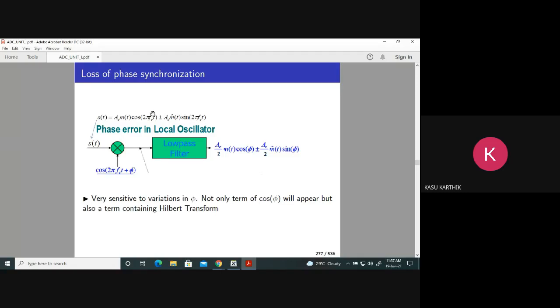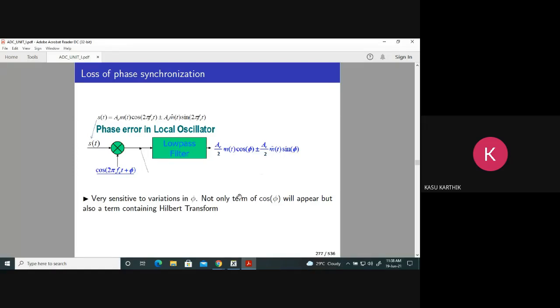So there are two carriers. One is at the transmitter side, another is at the receiver side. If they have mismatches in frequency and phase, obviously that is a problem. Here I'm explaining phase mismatch. This is what you get. In case of DSBSC, you got only one term: Ac by 2 m of t cos theta. But in case of SSB, you get an extra term, plus or minus Ac by 2 m hat of t sin theta.